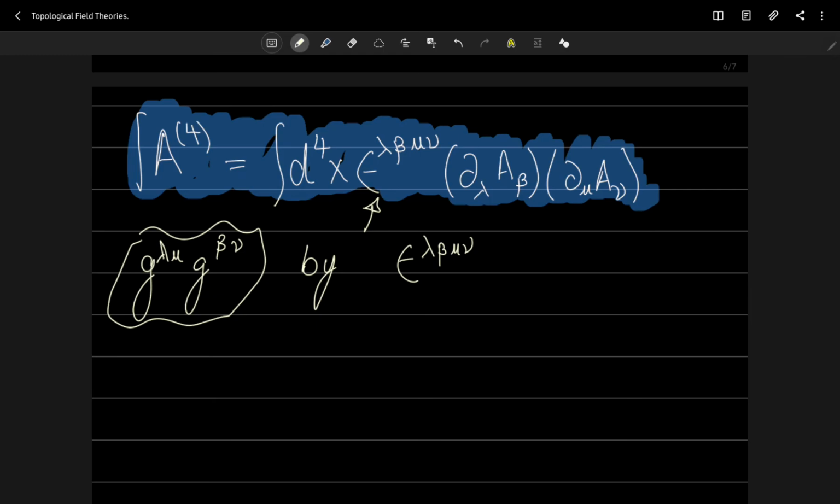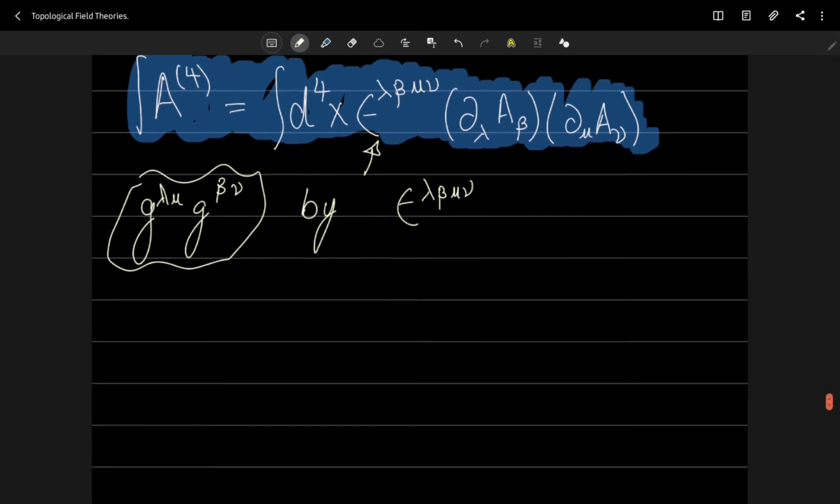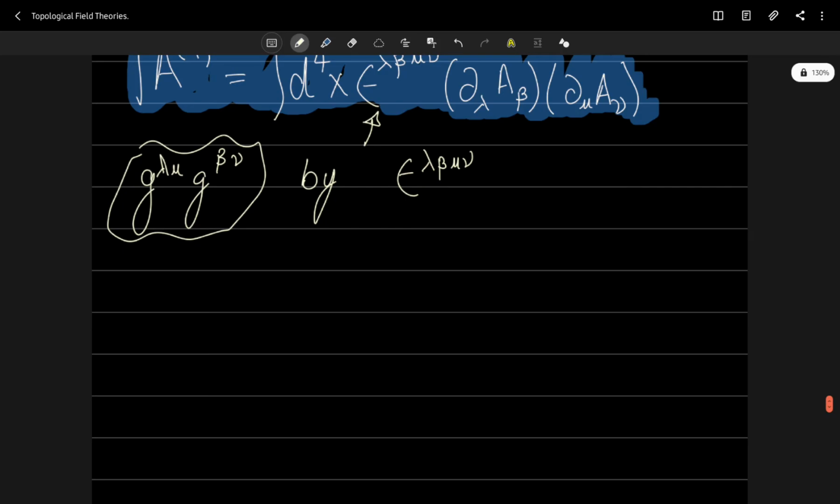So now you realize the beauty of differential forms, and that is they already have the correct transformation built in. The differential forms have the correct transformation, and so we did not need this square root of negative g that we talked about. This term was not needed at all.